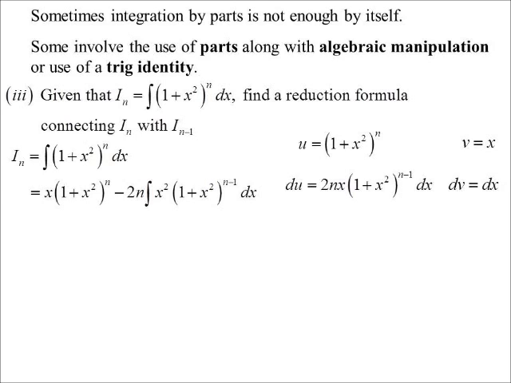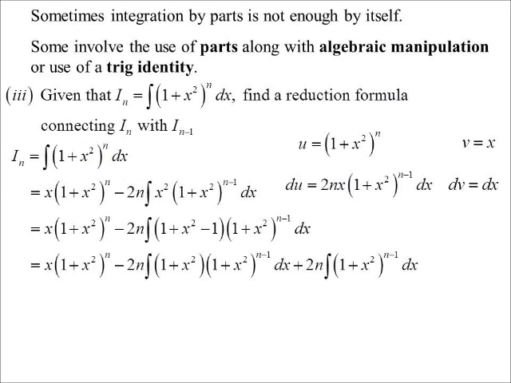And I look at my new integral. This is where the algebraic manipulation comes in. Instead of x squared, I'm going to write it as 1 plus x squared minus 1. That allows me to break this into two integrals. One of those integrals will be (1 plus x squared) times (1 plus x squared) to the n minus 1, and the other integral is going to be minus 1 times (1 plus x squared) to the n minus 1.